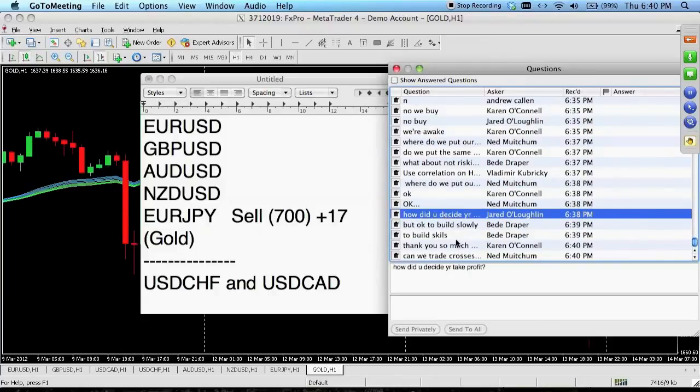Jared, how did you decide your take profit? 1:1 ratio. If your stop is 17 pips away, your take profit 17 pips away. The moment any of those touch, exit everything.